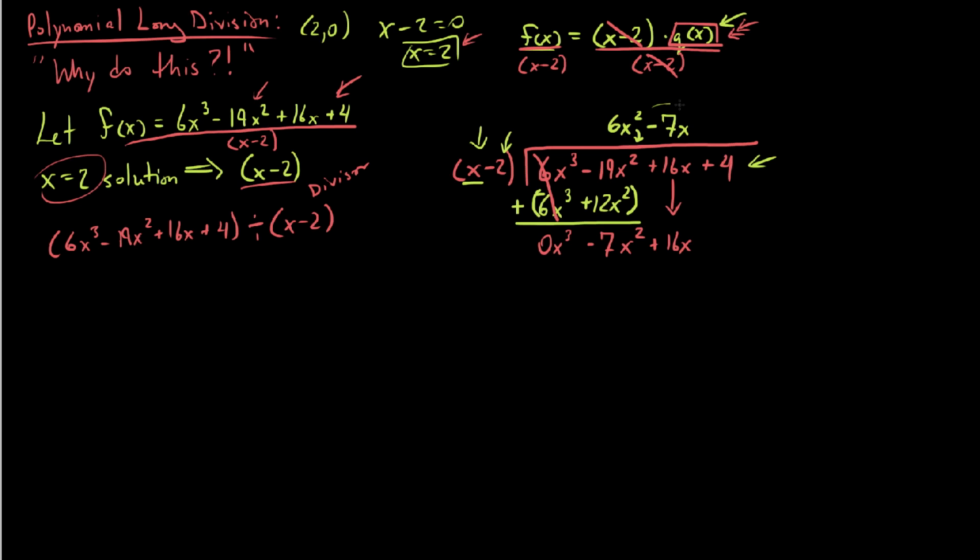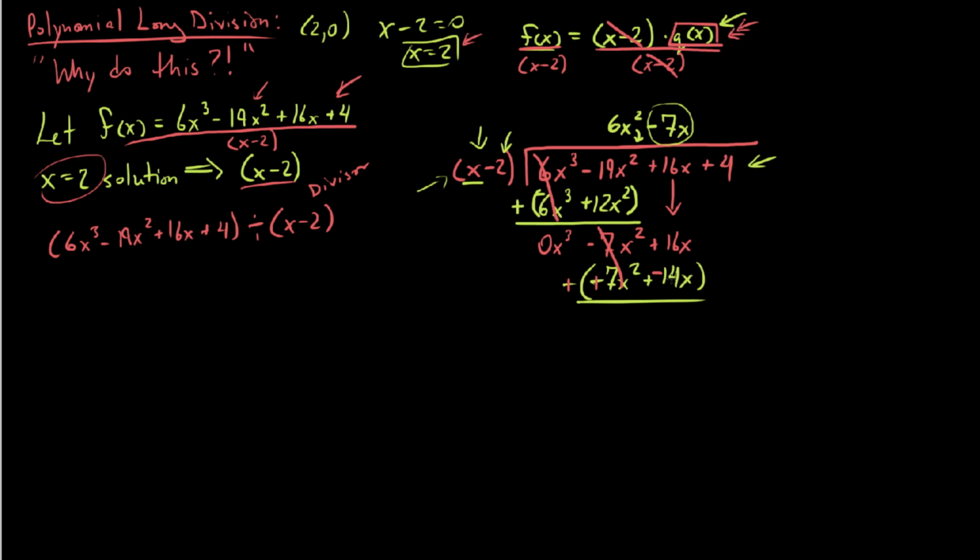So now let's take this negative 7x and multiply it by this over here. Negative 7x times x, there's our minus 7x squared. And now negative 7x times negative 2 is positive 14x. And again, we're going to subtract all of this off. So there go our 7x squareds. You know, we can distribute this negative: positive, positive, negative. Okay, so our 7x squareds are gone.